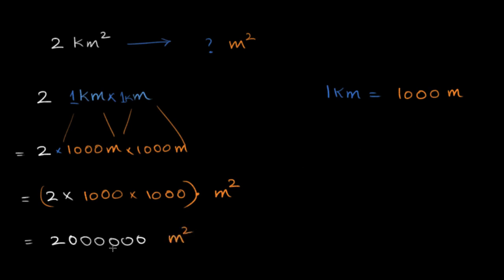And what is that? That's, if I use my commas, that's 20 lakh meters squared. 2 kilometers squared is 20 lakh meters squared.